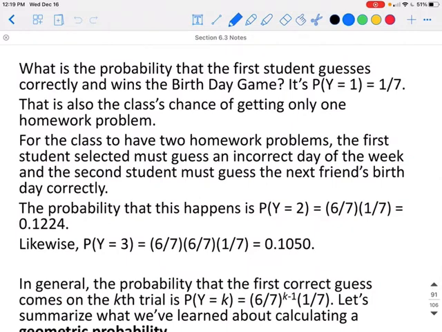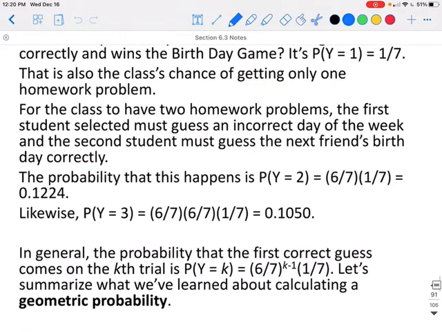What is the probability that the first student guesses correctly and wins the birthday game? The probability of y equals 1 is 1 out of 7. That is also the class's chance of getting only one homework problem. For the class to have 2 homework problems, the first person had to have guessed incorrectly, and the second one must have guessed correctly. So the probability of y equals 2 would be 6 out of 7, because there are 6 out of 7 ways that they could guess wrong, times 1 out of 7, which gives us a probability of 0.1224. Same with 3.